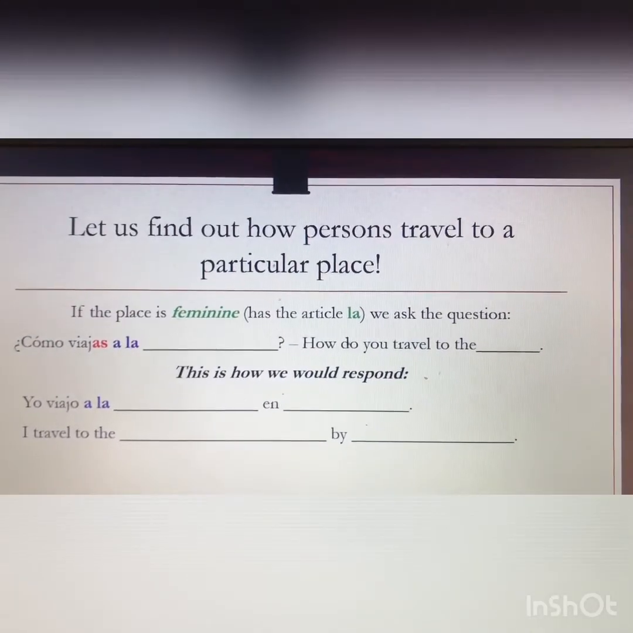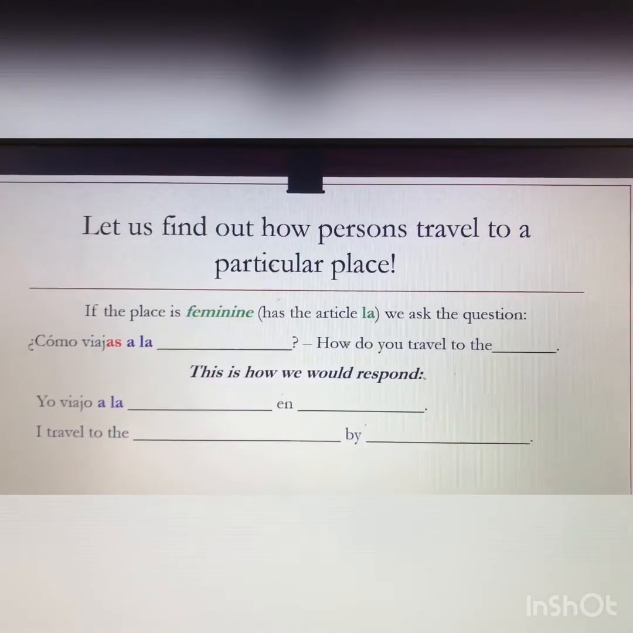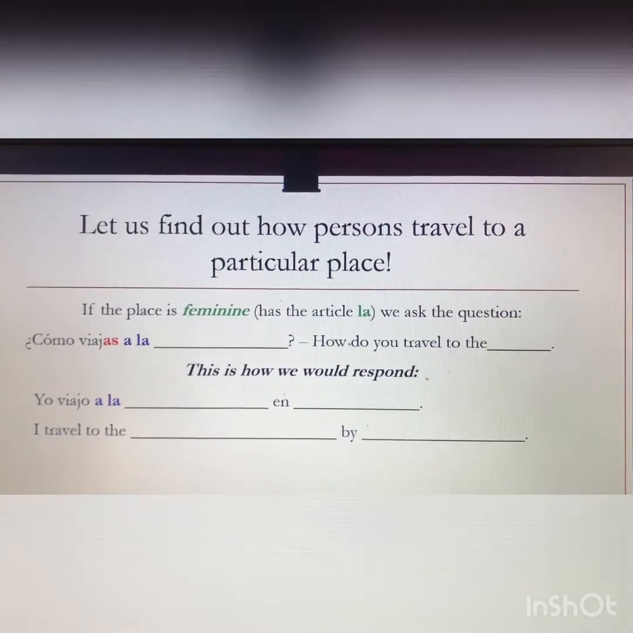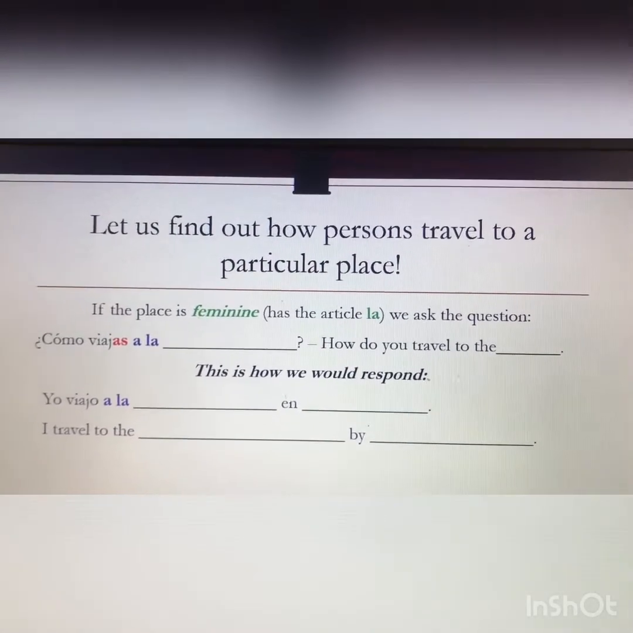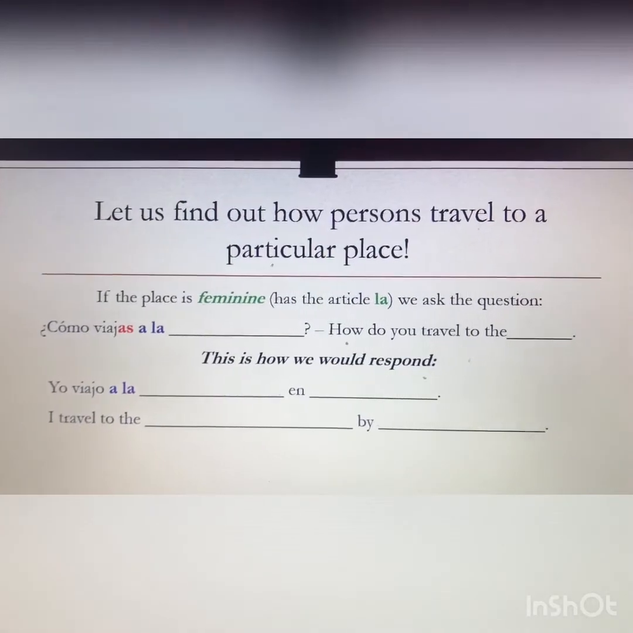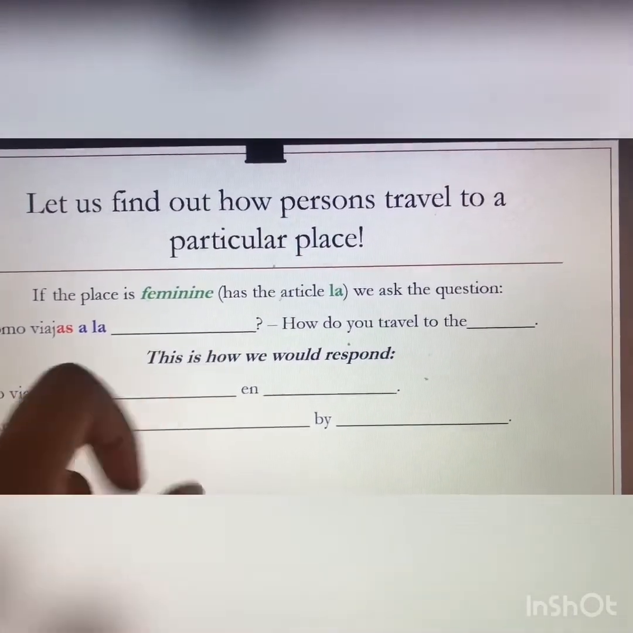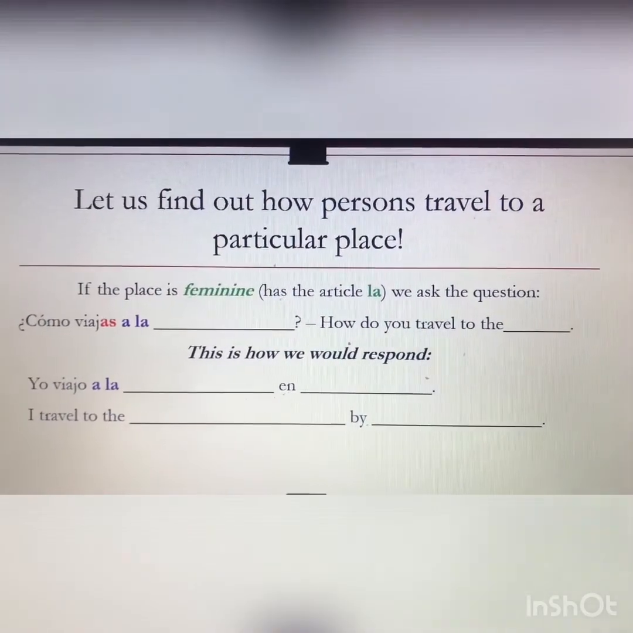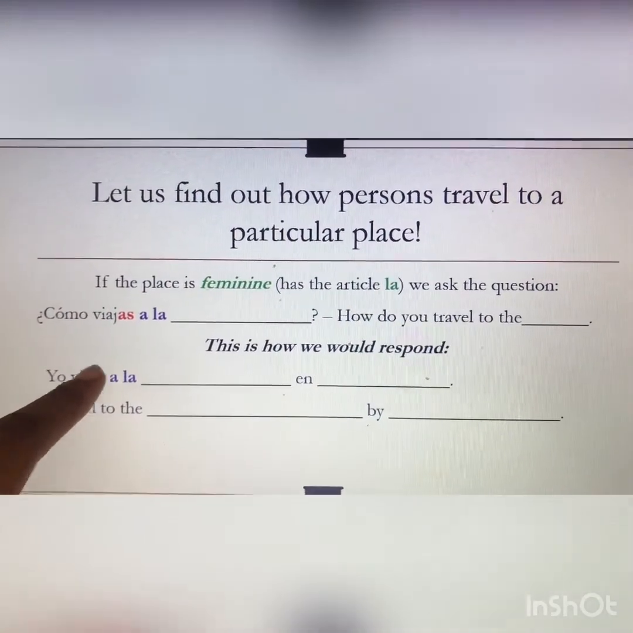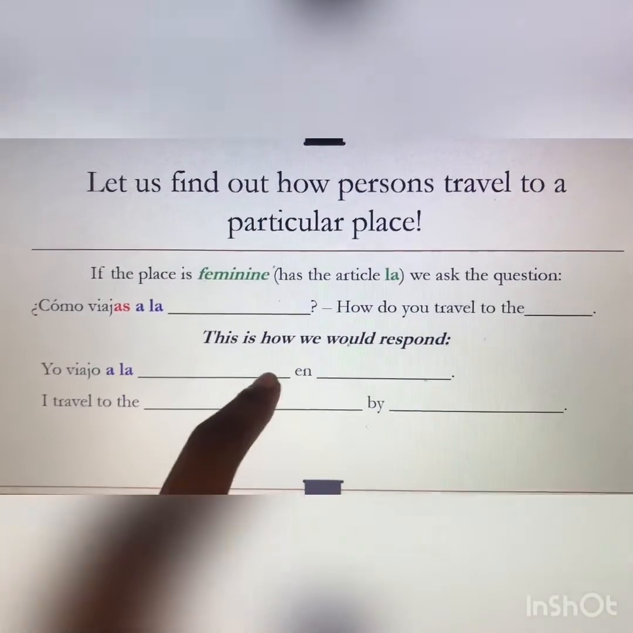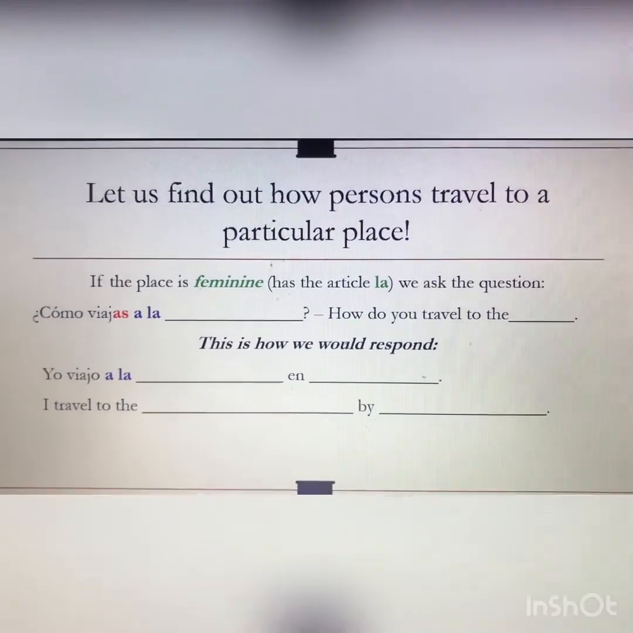So let's review. If you want to find out how somebody travels to a particular place and that place is feminine, meaning that it has the article la, you're going to say, ¿cómo viajas a la? And then you put the place. To respond, you will say, yo viajo a la, put the place, by, and then you put the mode of transportation.